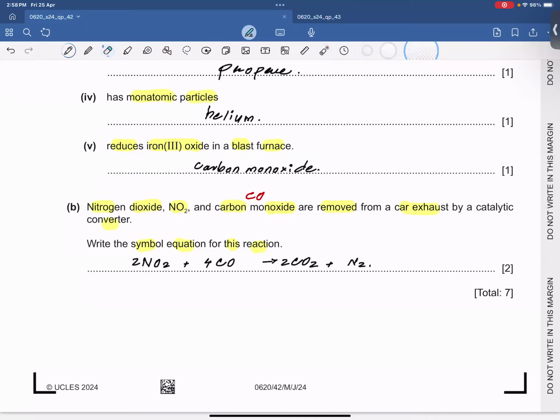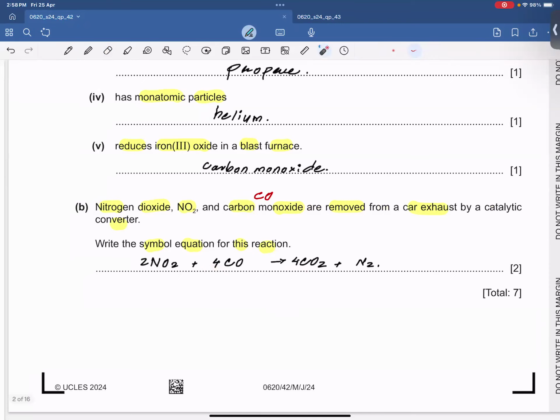Oh, so it has to be 4 carbon. Now let's check. We have 4 carbon here, 4 carbon here. We have 2 nitrogen here, 2 nitrogen here. 2 times 2, 4 oxygen. 4 plus 4, 8. 4 times 2, 8 oxygen. So it's a balanced chemical equation. It is gas, it is gas, it is gas. And nitrogen is also a gaseous substance. Okay, so that's the end of the first question.